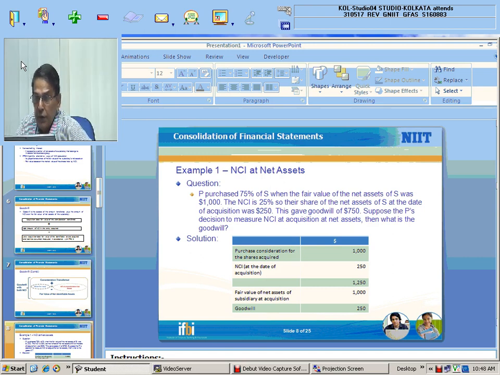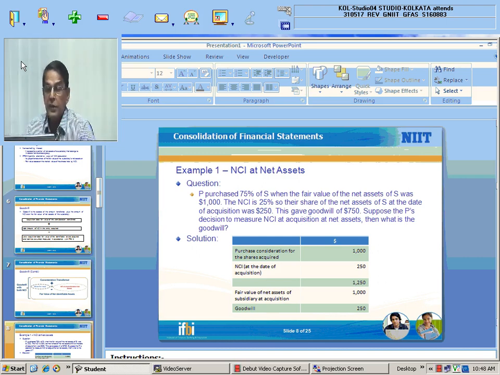Because purchase consideration for the shares acquired is 1,000. NCI at the date of acquisition is 25% of the fair value of the net assets of S, that is 250. So 1,250 minus fair value of the net assets of the subsidiary at acquisition, 1,000. So 250 is the goodwill.